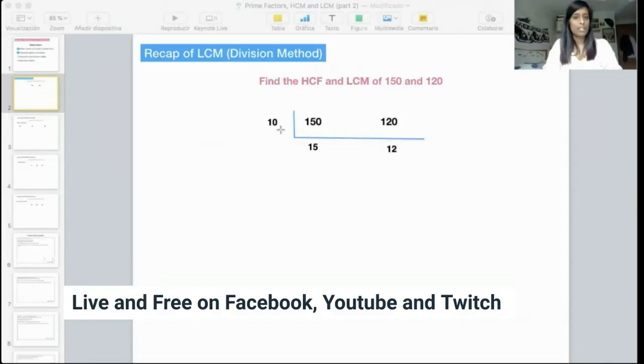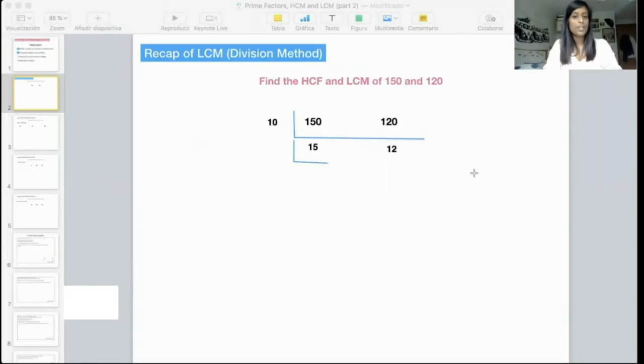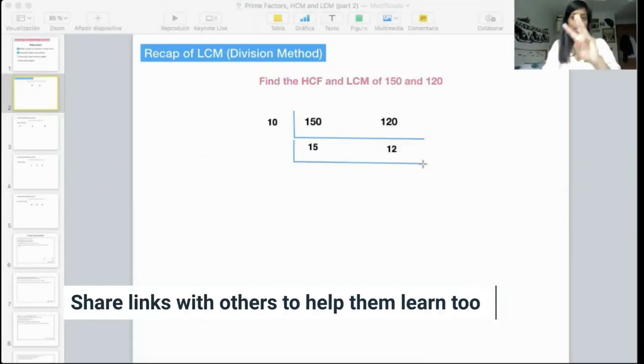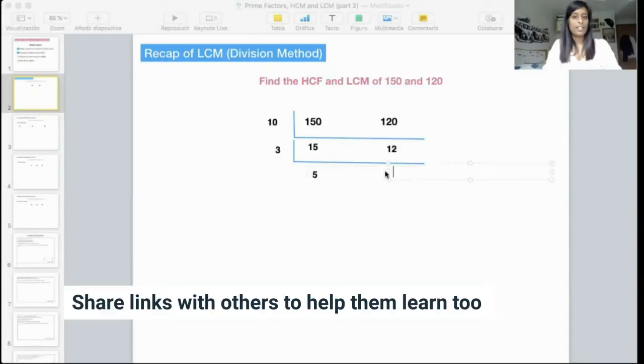Now I'm not done yet because I can also see here that 15 and 12 are both divisible by the number 3. So we're going to write a 3 here. And here you get the number 5, and here you get the number 4. Now we are done because there's nothing else that can divide into both those numbers. Now, if you remember, to find the highest common factor, you had to multiply those two numbers together. So the highest common factor here is basically 10 times 3, which is 30.